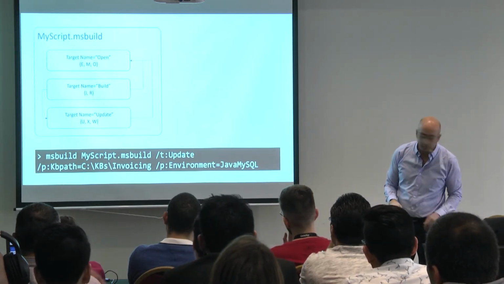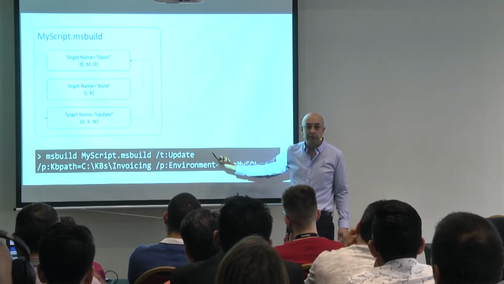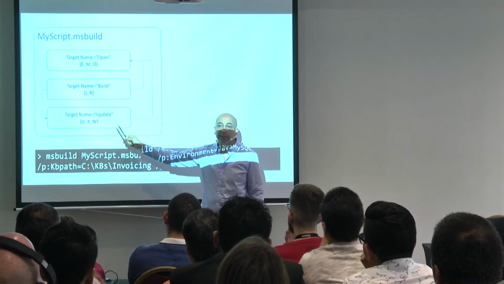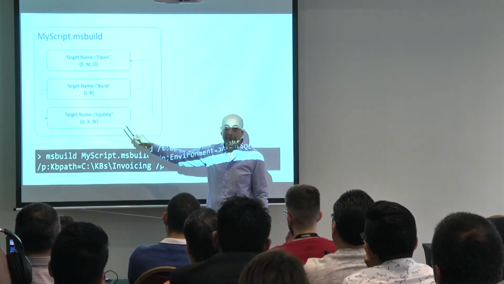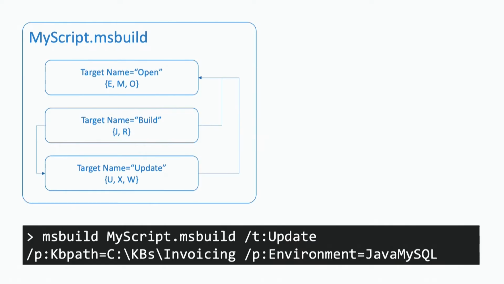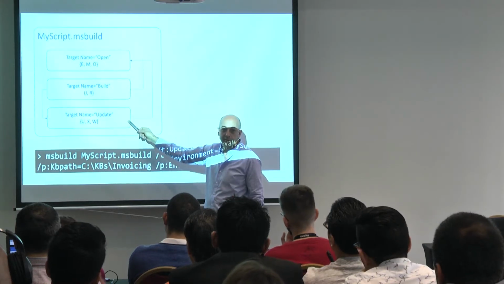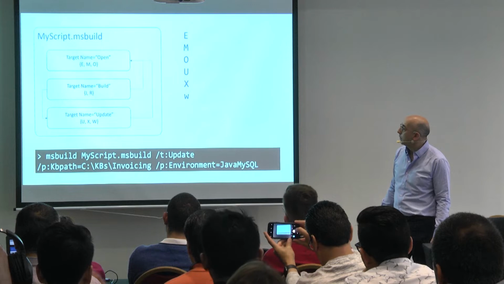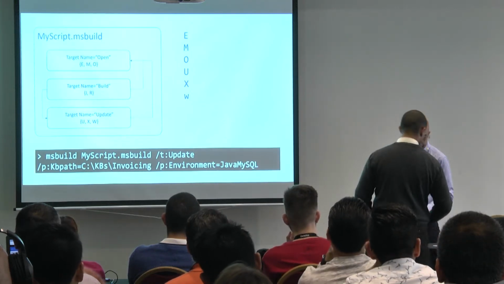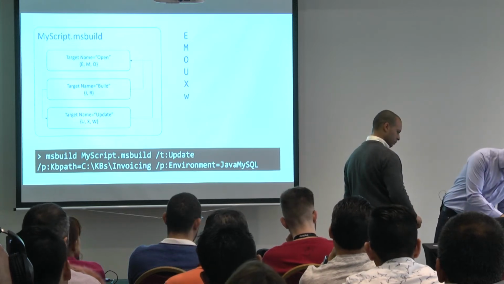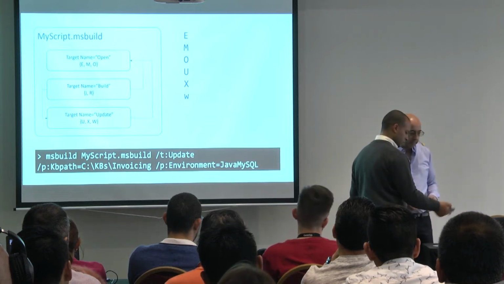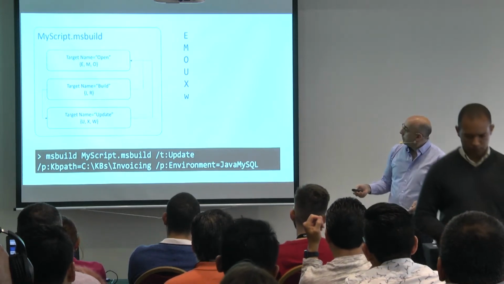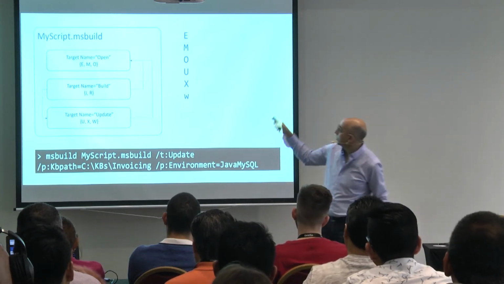Now, suppose that what we are asking for is target update. So the first thing we have to see is whether the target update depends on any other target. Depends on which one? Update depends on open. Now, does open depend on any other target? It doesn't. Right, so we are going to execute what we need for open, and then we go back. Does the update depend on any other target? No, so that's it. So we execute open, and then we execute the update.